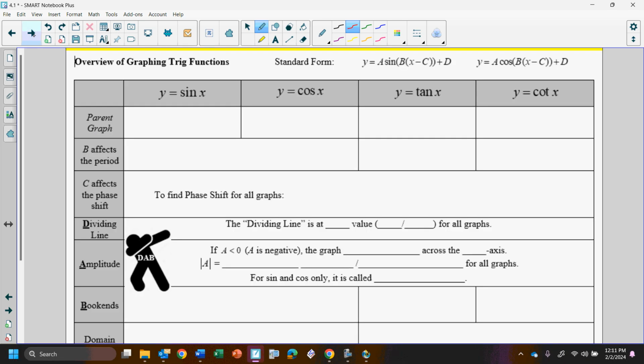So now we're onto your pink sheet. When we go to graph these guys by hand, without our calculators, I need you to have a strategy, and it's cheesy and annoying, so don't make fun of me too much. It's called DAB.